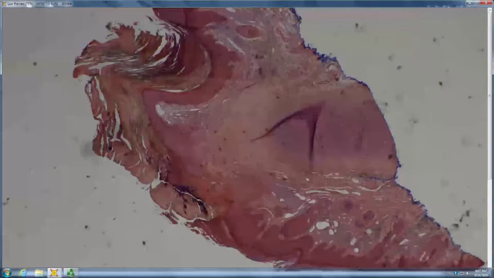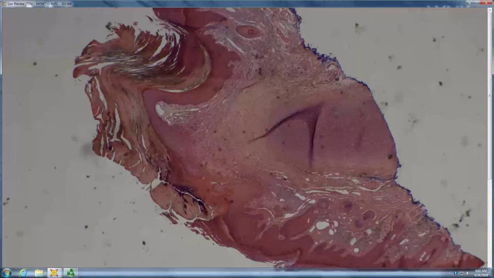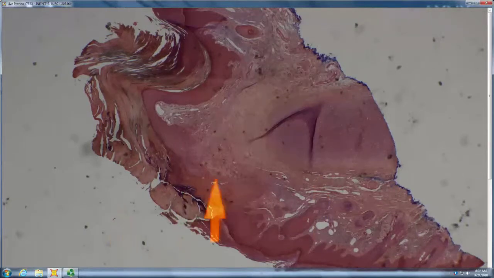Okay. Looks like an ulcer in the center, on the cartilage. So you have some ulcer, some fibrin, some granulation tissue. Chondrodermatitis nodularis chronica helicis. Go for it.